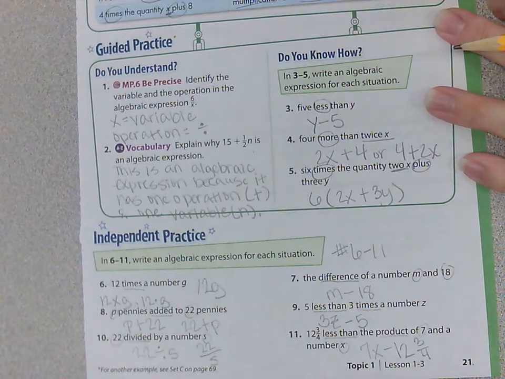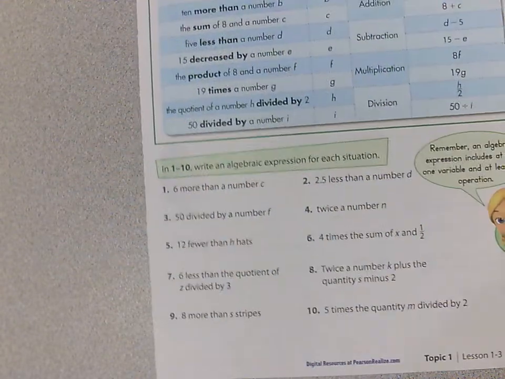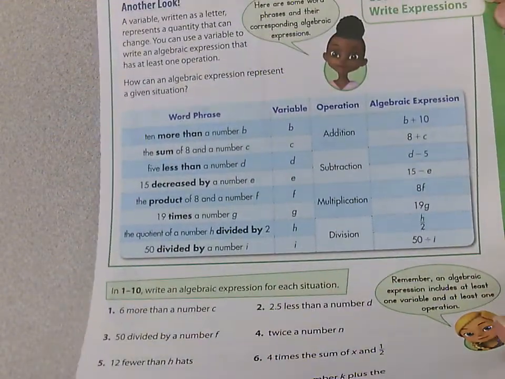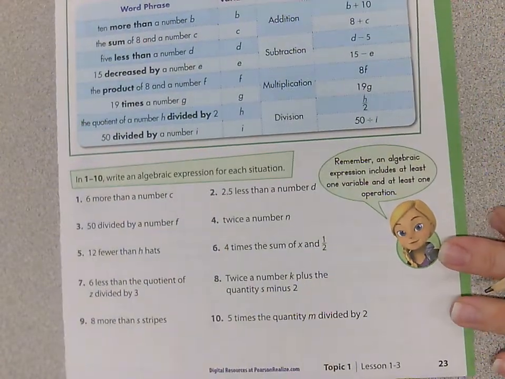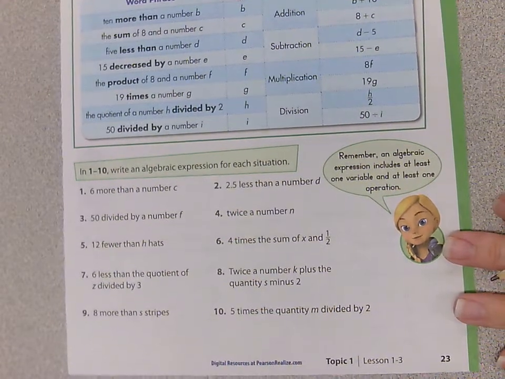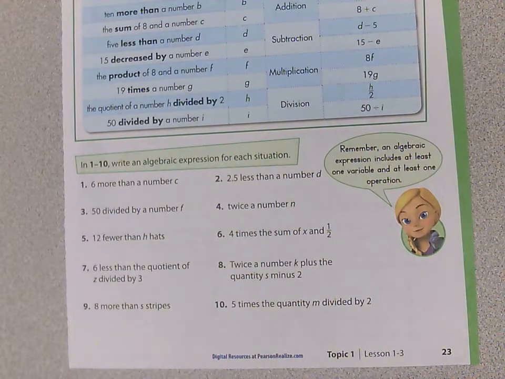I'm going to move right along. We're going to go ahead and go over the homework practice problems as well, numbers 1 through 10. This is just more practice on writing algebraic expressions. So we'll try to go through these quickly.